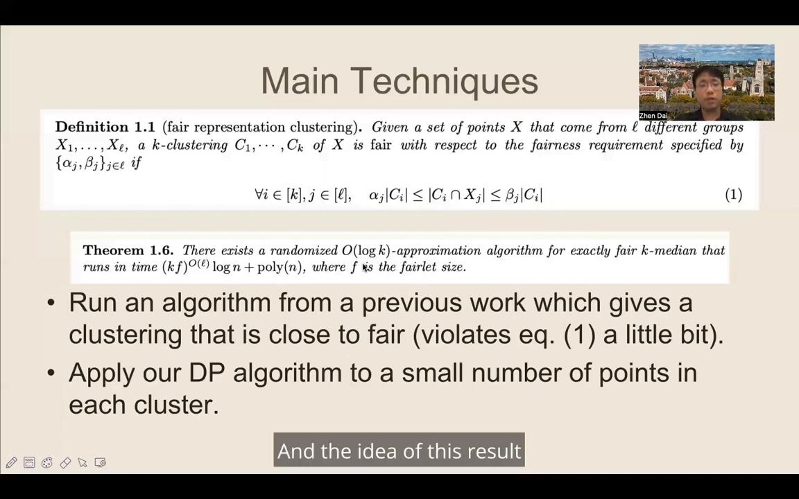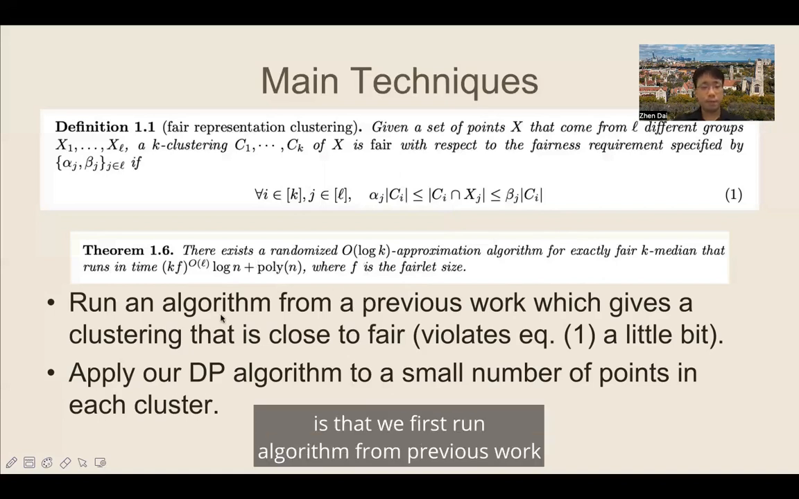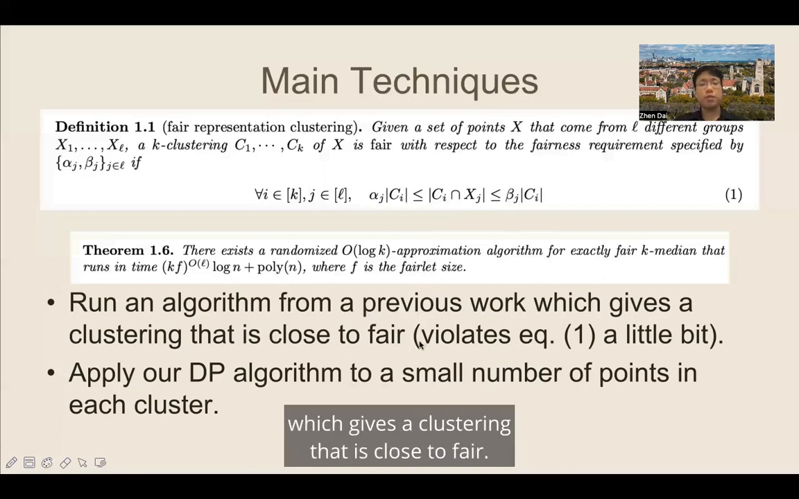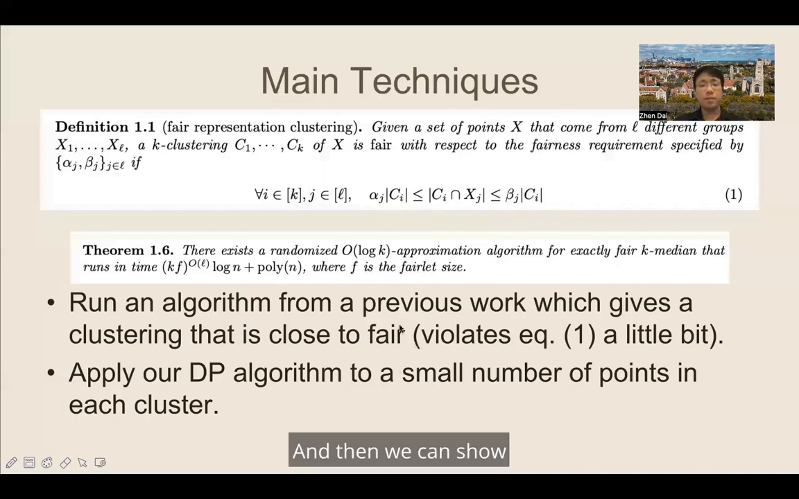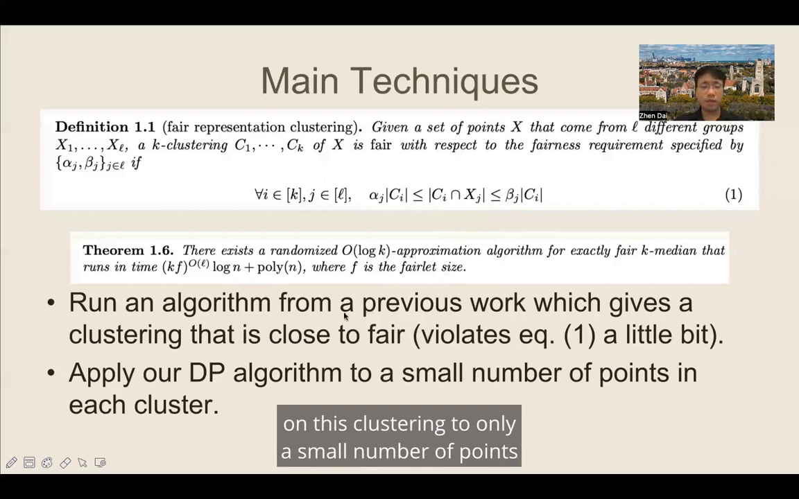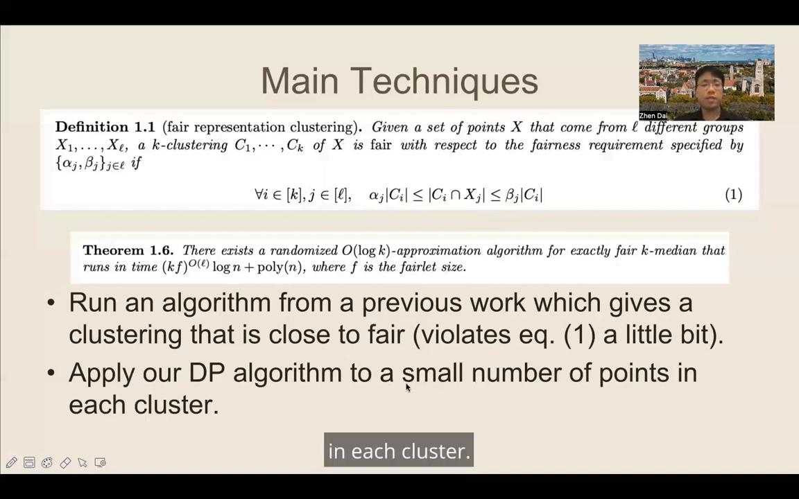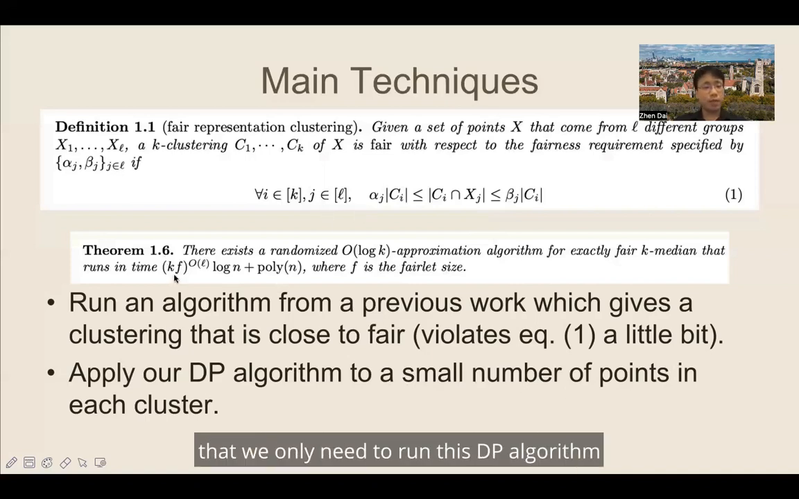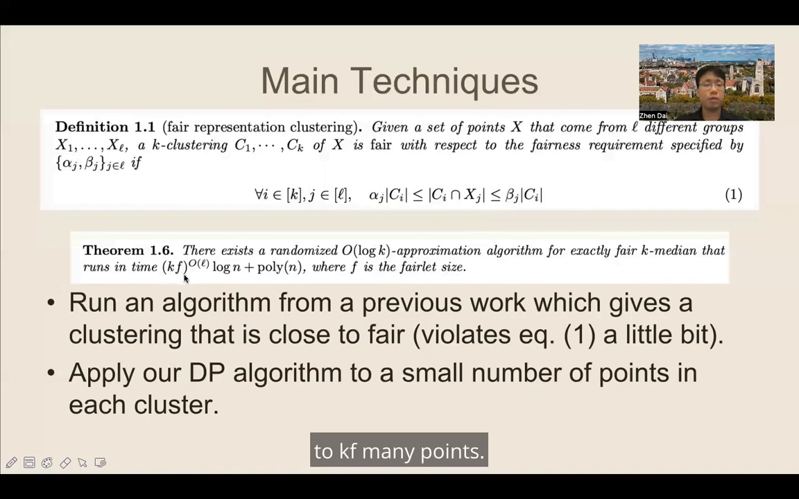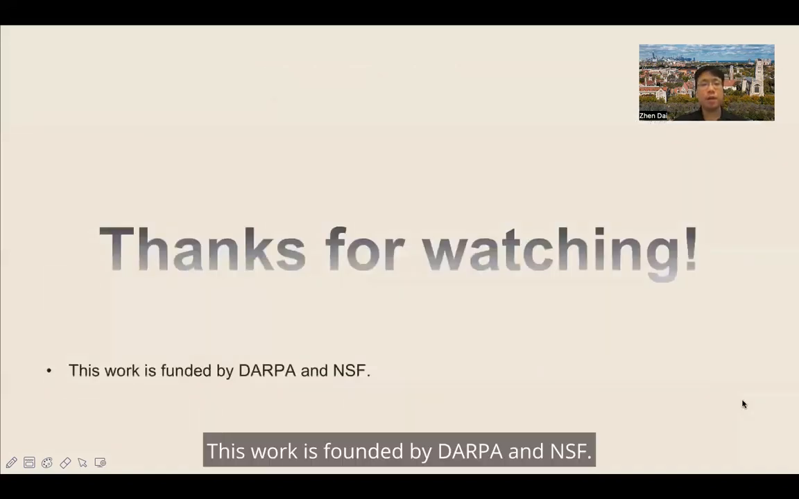The idea of this result is that we first run an algorithm from previous work, which gives a clustering that is close to fair, which means that it violates equation 1 a little bit by an additive amount. Then we can show that we can run a reassignment algorithm on this clustering on only a small number of points in each cluster. Basically, it can be shown that we only need to run this LDP algorithm on KF many points. This work is funded by DARPA and NSF.